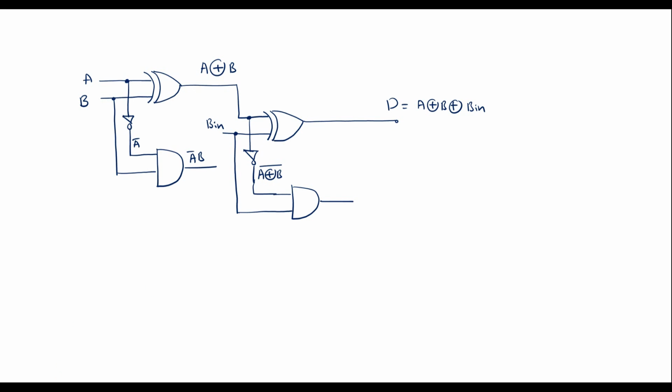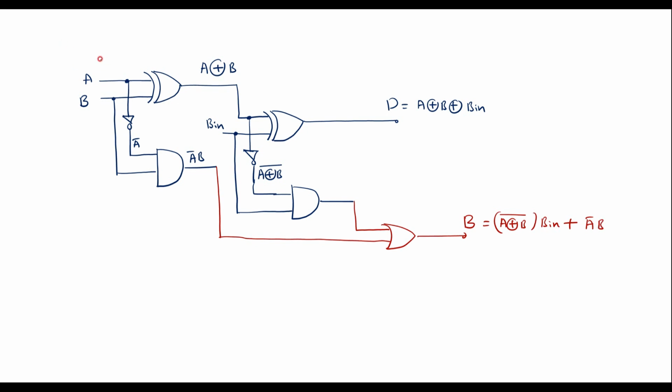Let me use one OR gate. One input is this, another input is this. So the output of this is borrow, which is nothing but the complement of A XOR B, and B in, plus here we have A bar B.